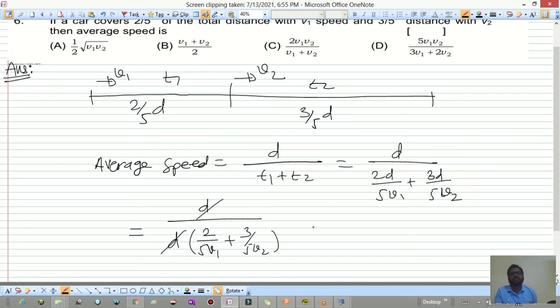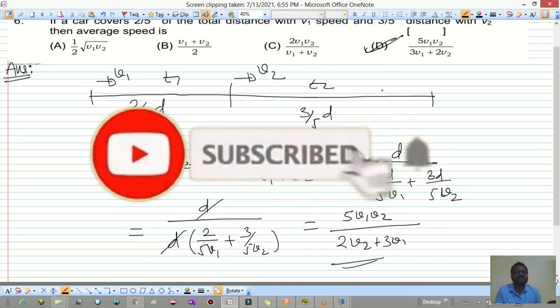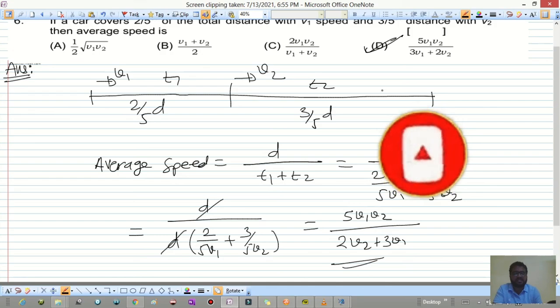So this d gets cancelled, which is equal to 5v1 v2 divided by 2v2 plus 3v1. Just the calculation, right? So 5v1 v2 divided by 2v2 plus 3v1 indicates option D is the correct option. So I hope all these questions are clear to you all.